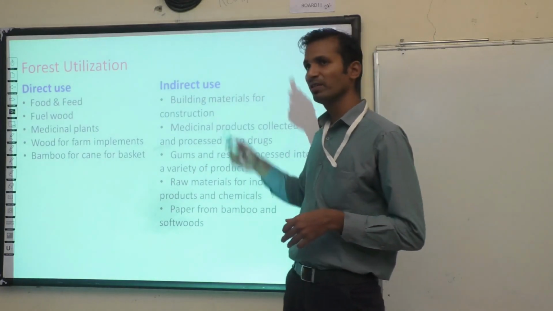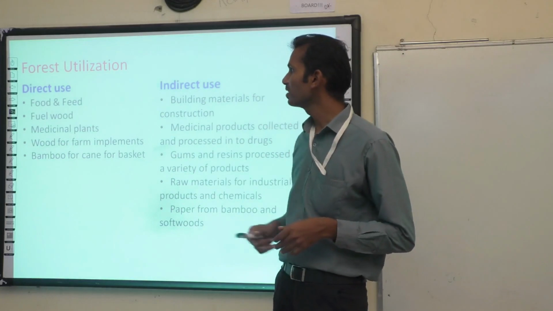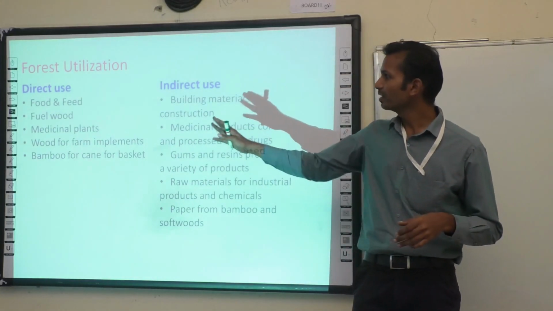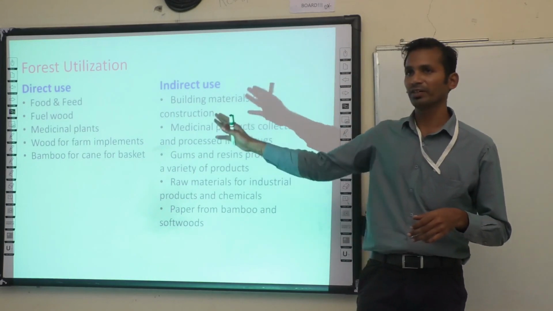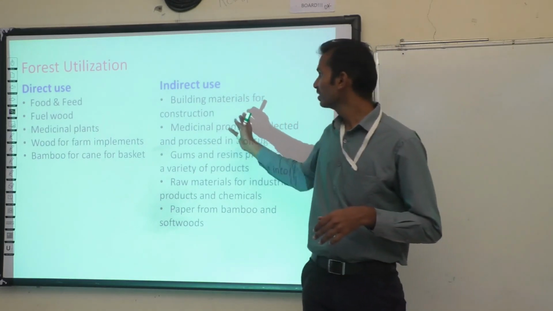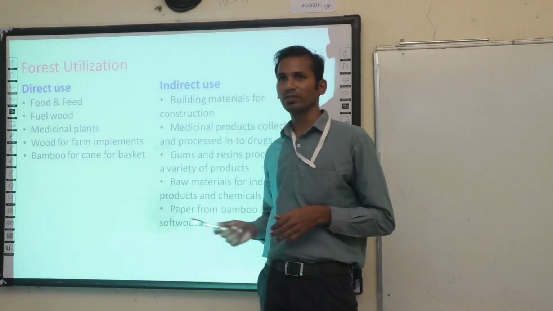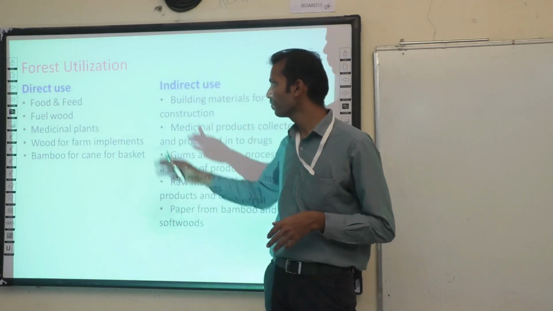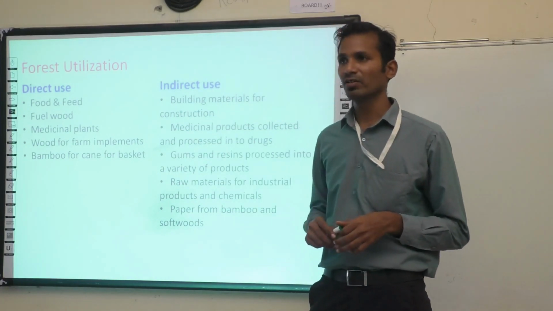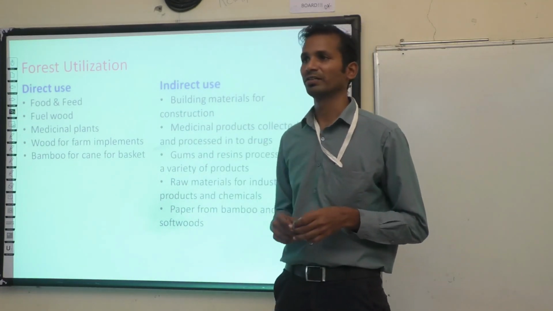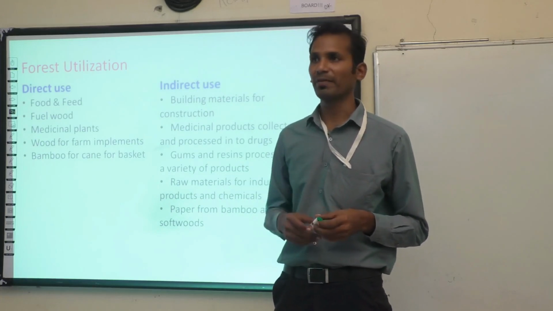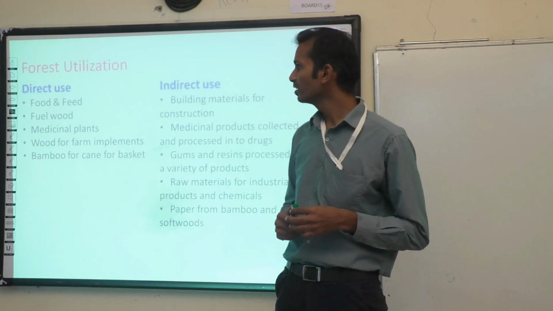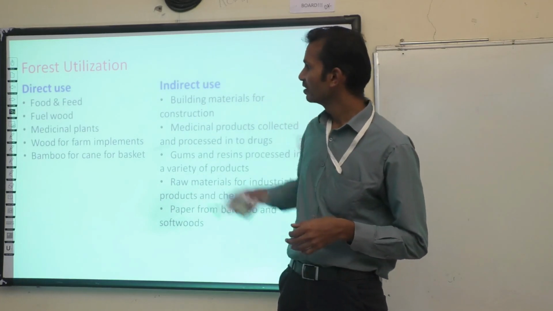So first, we will see the importance of forest, or forest utilization. The uses can be classified into two different types: direct use and indirect use. Direct use is whatever we are getting directly from the forest, like fruits, trees, or grains. We depend on the forest for apples or whatever fruits we are getting. Those are the foods we are directly dependent on the forest for. So those are direct uses.